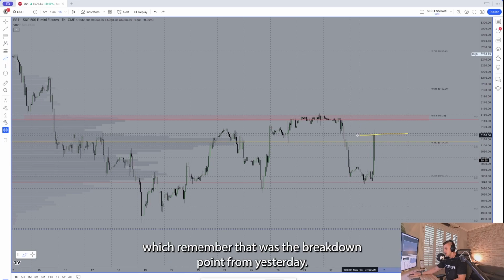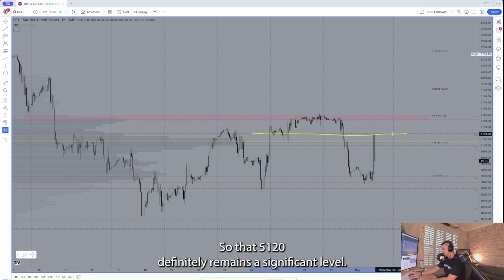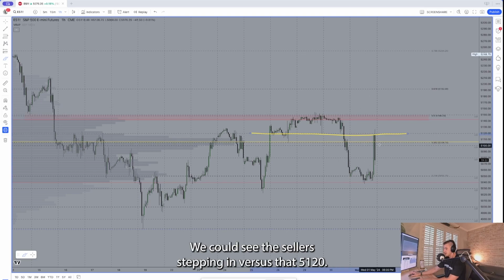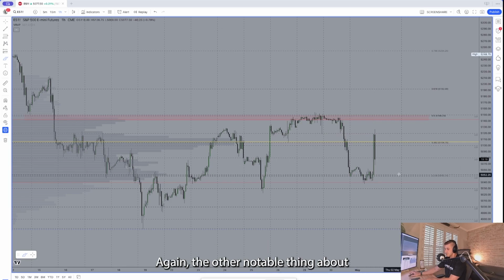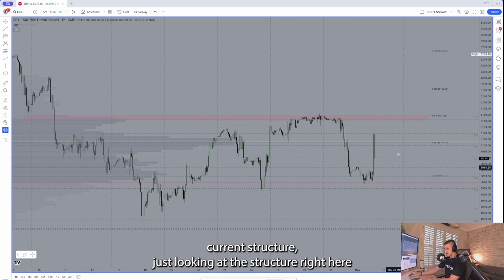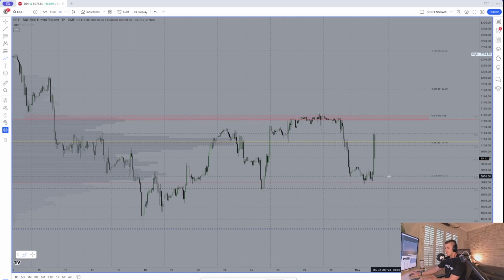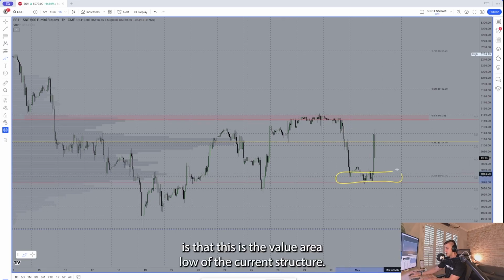which remember, that was the breakdown point from yesterday. So that 5120 definitely remains a significant level. We could see the sellers stepping in versus that 5120 again. The other notable thing about today's low in the current structure, just looking at the structure right here, is that this is the value area low of the current structure.